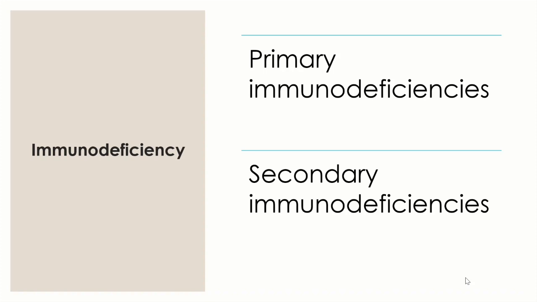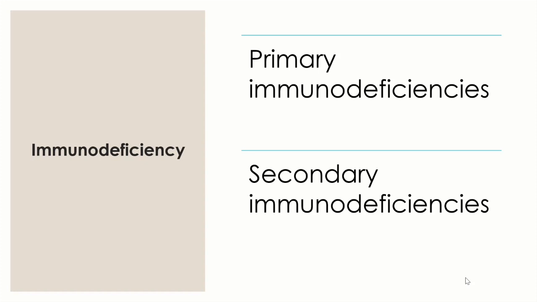So now we can come back to immunodeficiency. So immunodeficiency is defined as the body's immune system not able to perform its normal function in protecting the host. There are two types of immunodeficiencies, primary and secondary. Primary or congenital immunodeficiencies occur secondary to genetic defects and usually lead to an increased susceptibility to infection at birth or in early childhood.